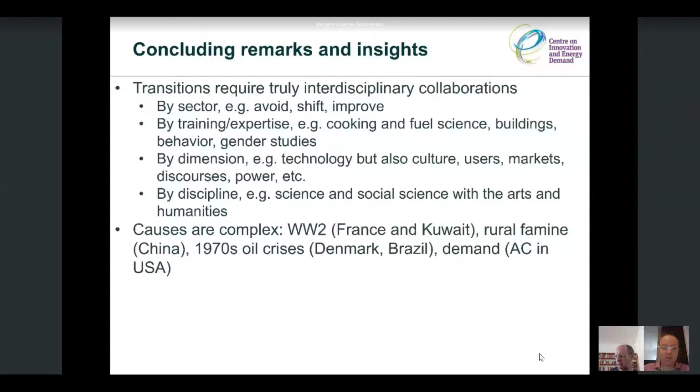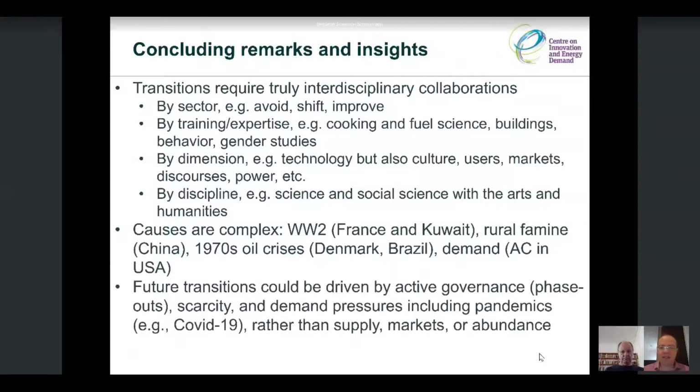And the oil crises of the 70s had a direct relationship to Denmark's combined heat and power program and Brazil's Pro-alcohol program, which was a precursor to their flex fuel vehicles. And some transitions are just demand. No one planned for air conditioning to take off, other than, I suppose, William Carrier, who invented the wall-mounted air conditioner, right? But that was not a transition steered by a crisis or by policy. It just kind of happened.